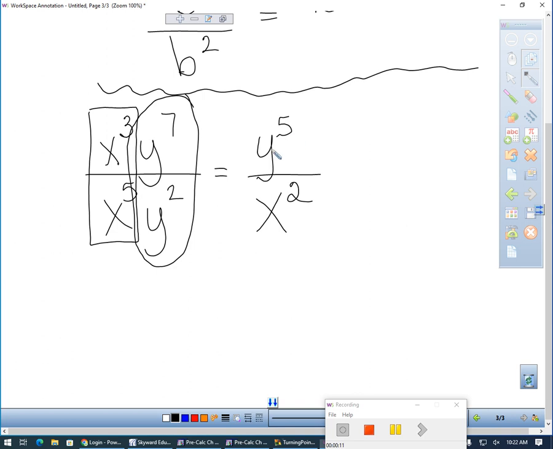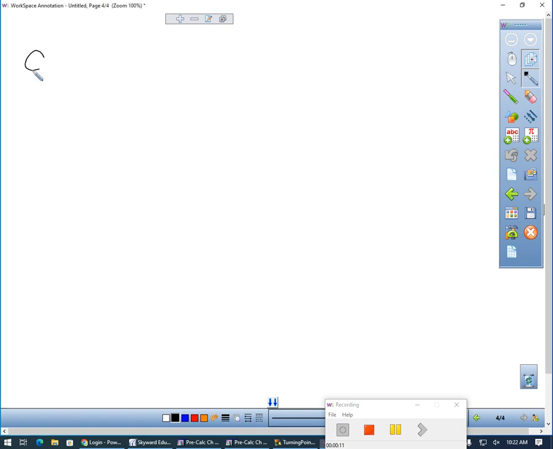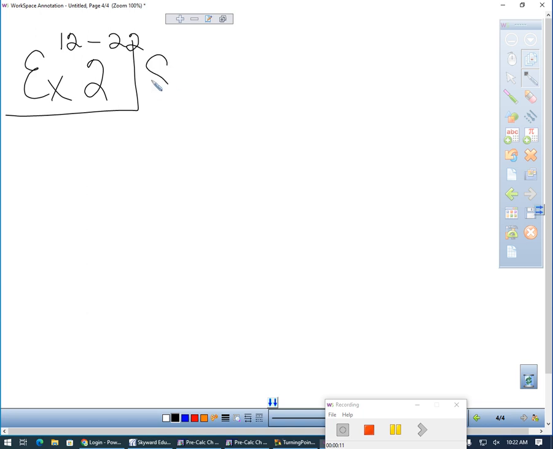All right, so let's go to example number 2 then. Example 2. All right, so we're going to add in a couple more rules. This is going to take you your 12 through 22 in your homework today. It's going to ask you to simplify the expression.